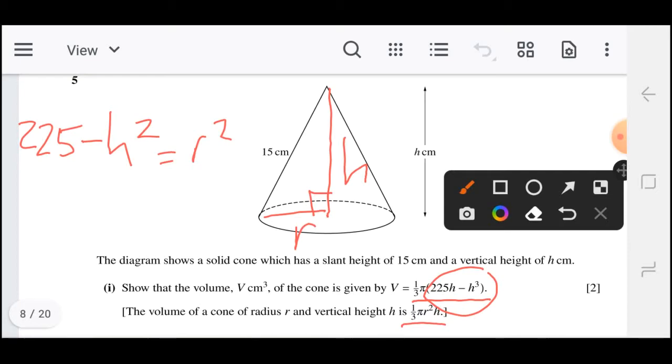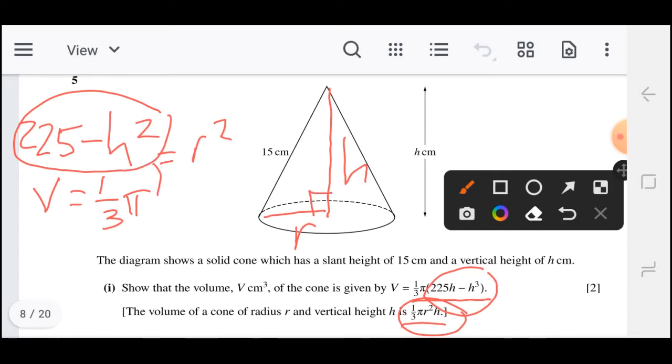So the volume for our cone is going to be 1/3, according to this formula down here, 1/3 pi r squared h. So we have 1/3 pi, then instead of r squared, we are going to put this here, times h.